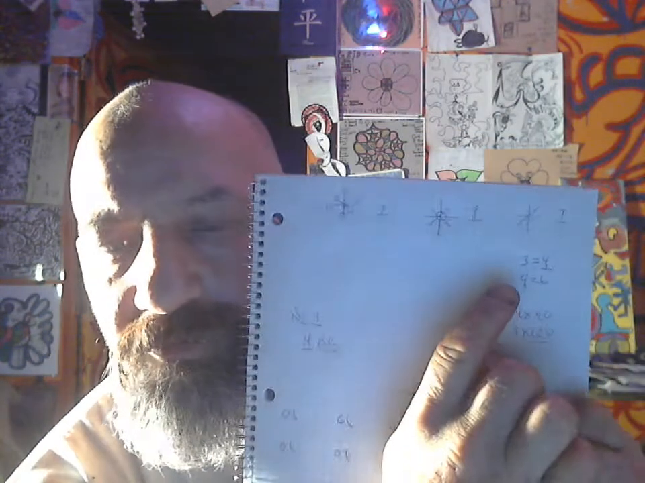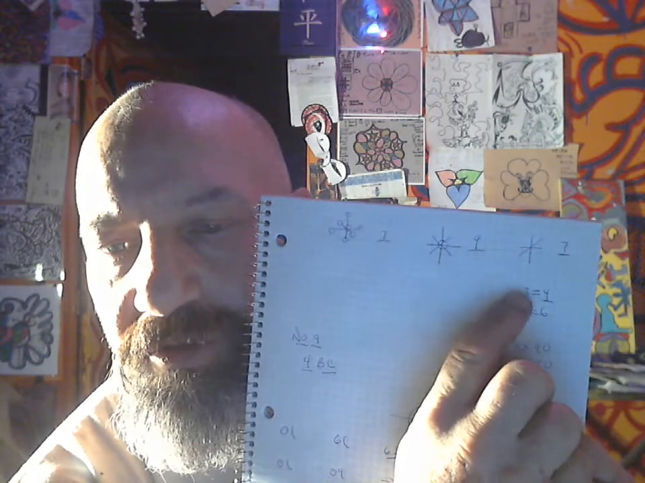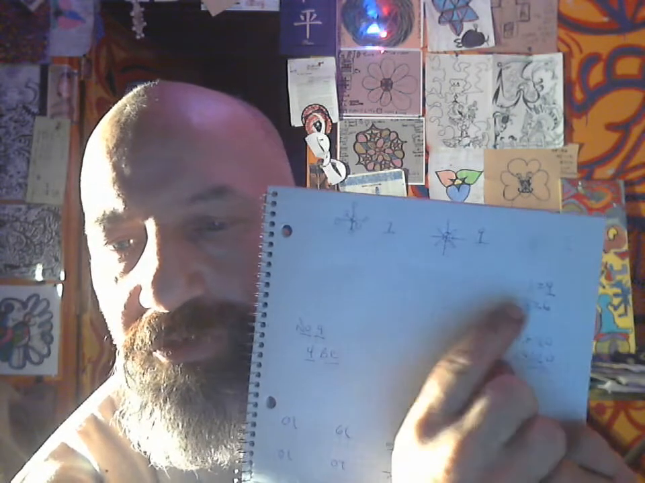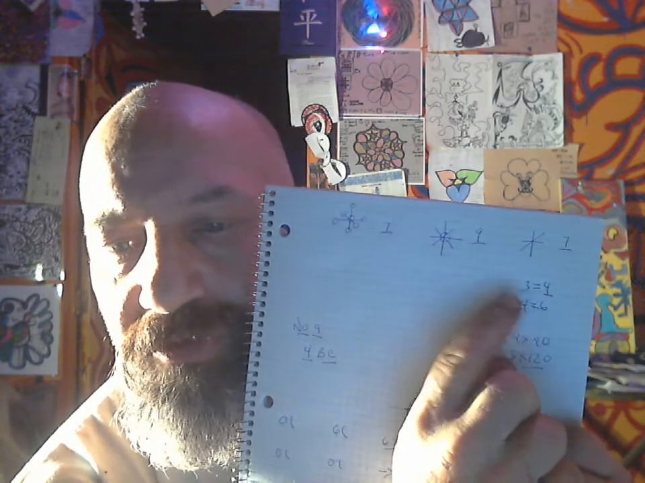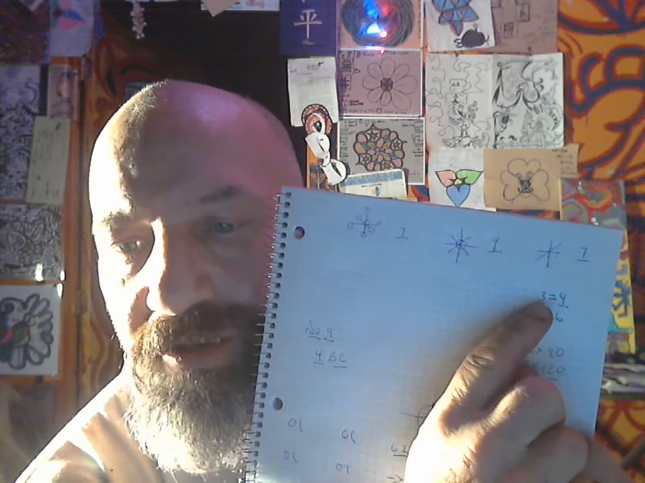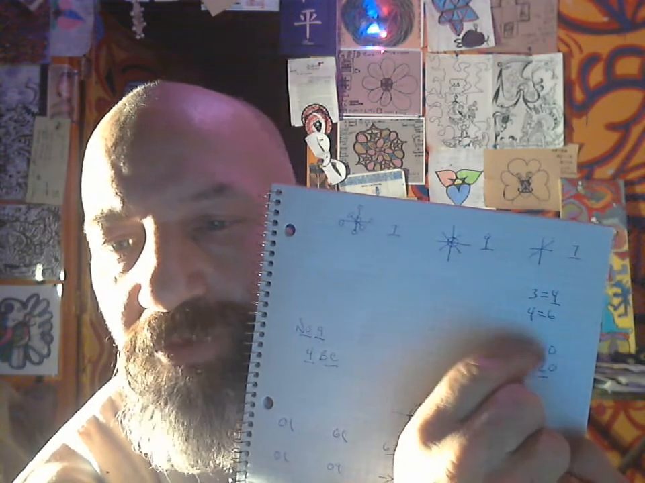Okay, the first part that I want to get done this morning is 3 equals 4, DC Earth, 4 equals 6, Zion Israel Federation. Why? Why would 3 equal 4 and why is 4 6? Let me see.